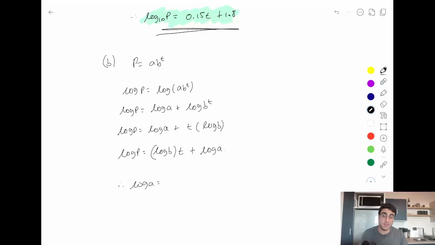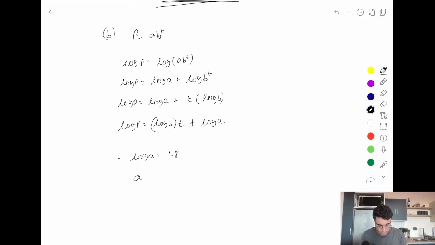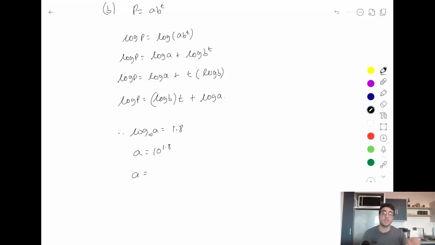So therefore, log A, okay, what is log A going to give us? Well, log A is going to equal 1.8. So therefore, A, remember this is 10, that's our base. So what power must 10 be raised to get to A? Well, that power is 1.8. So therefore, A must equal 10 to the power of 1.8. So therefore, A is going to give us 63.1.